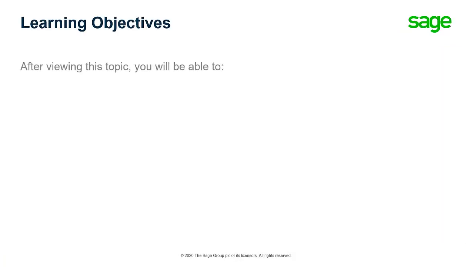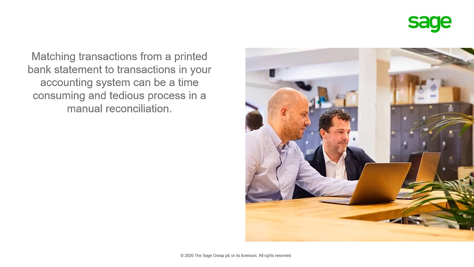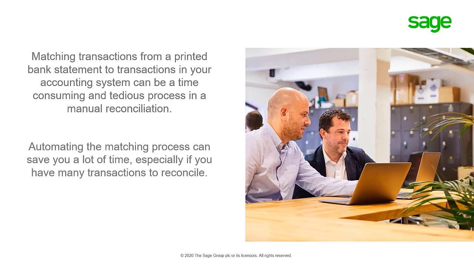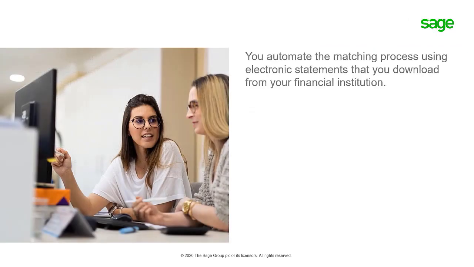Over the next few minutes, we will show you what bank feeds are and we'll show you how they work. Matching transactions from a printed bank statement to transactions in your accounting system can be a time-consuming and tedious process in a manual reconciliation. Automating the matching process can save you a lot of time, especially if you have many transactions to reconcile. You automate the matching process using electronic statements that you download from your financial institution.